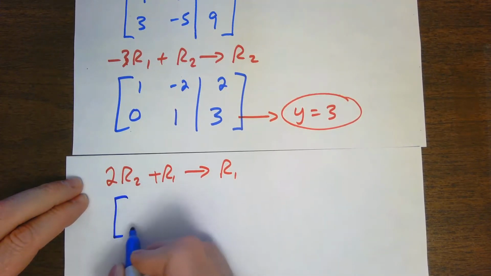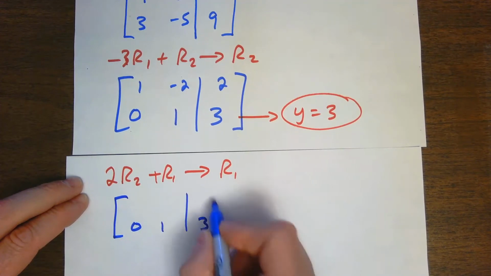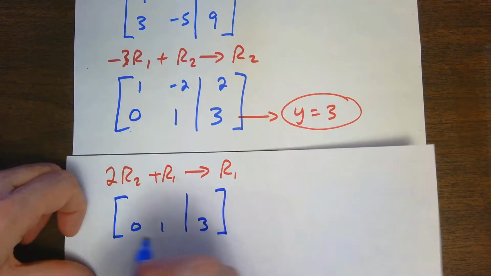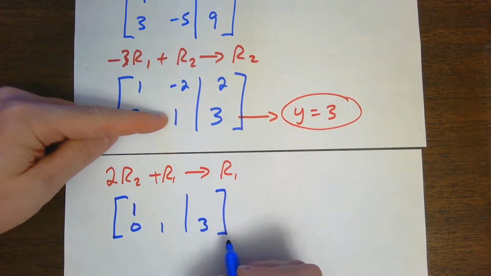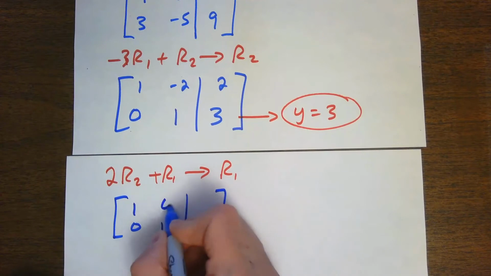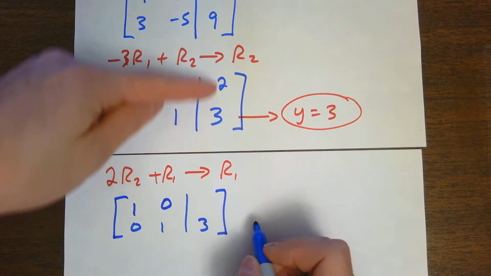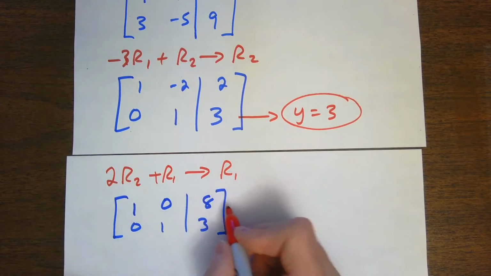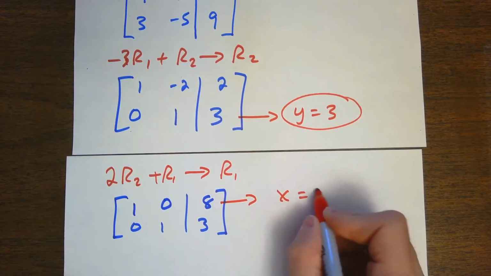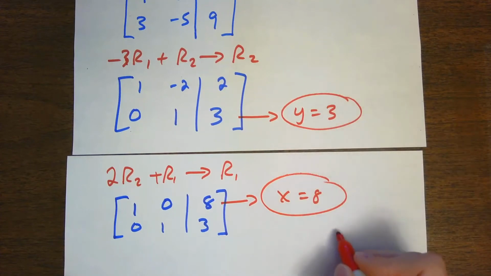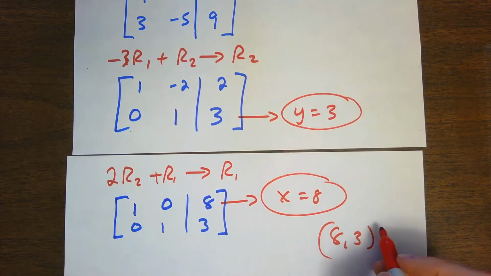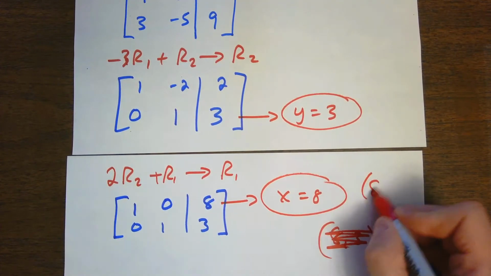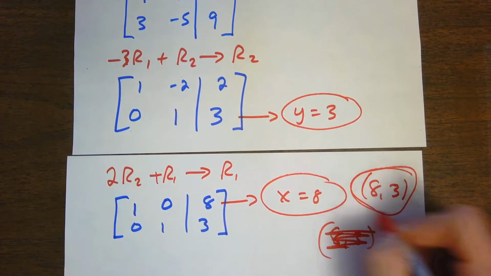What you should have got was, now row 2 is not changing. 2 times nothing is nothing, plus 1 is 1. 2 times 1 is 2, plus a -2 is 0. 2 times 3 is 6, plus 2 is 8. So what the new row here is telling you is that x equals 8. And we have our solution, the point 8... Oops. Oh no, I had it right. I thought I had that backwards for a moment. x is 8, y is 3. There it is. There's the solution.